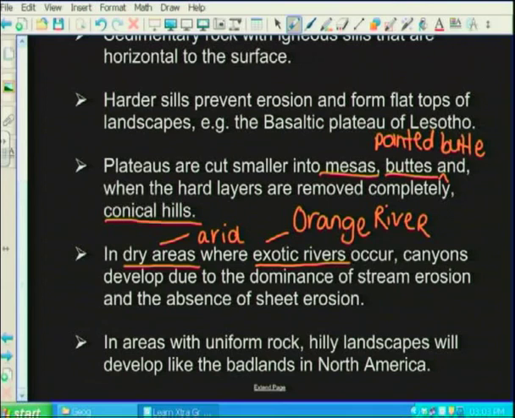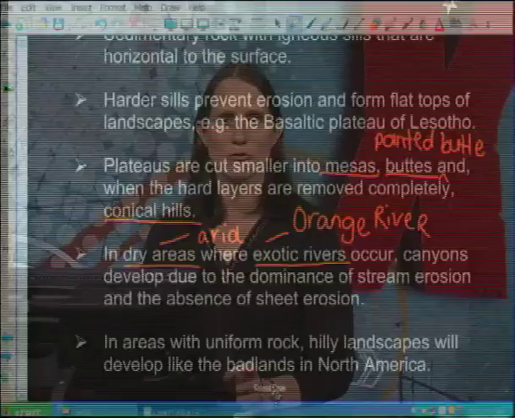It then says canyons develop due to the dominance of stream erosion and the absence of sheet erosion. Stream erosion versus sheet erosion. Stream erosion happens where the water is flowing within the river channel and carving its way through the landscape, as opposed to sheet erosion where the water flows in sheet-like layers across the Earth's surface. So stream erosion refers to the water eroding the landscape within particular channels, and sheet erosion is where the water is not moving in a specified channel but rather moving in layers across the Earth's surface.